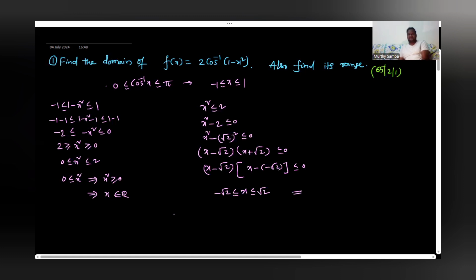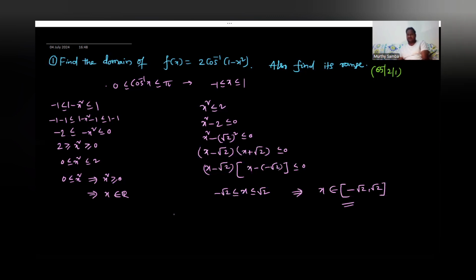Therefore, what is the domain here? x belongs to the closed interval minus root 2 to root 2. This is the domain of the function f(x) = 2 cos inverse (1 minus x square).